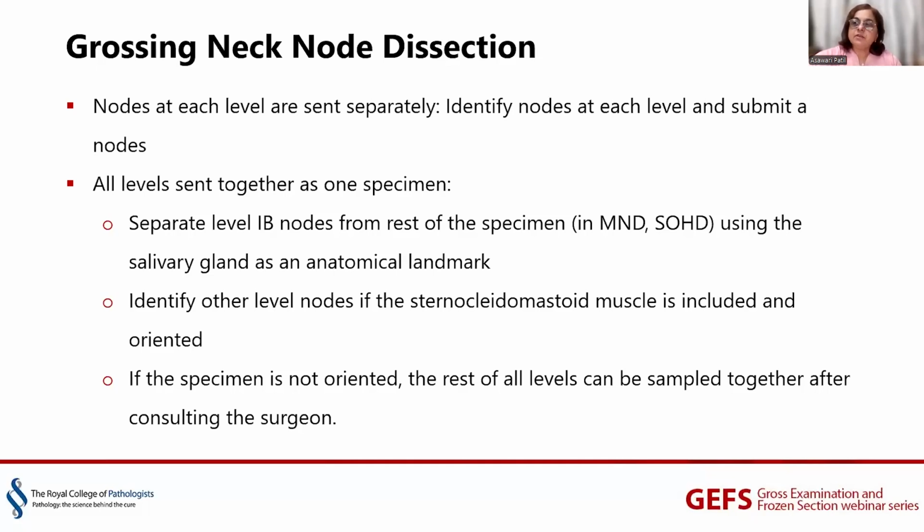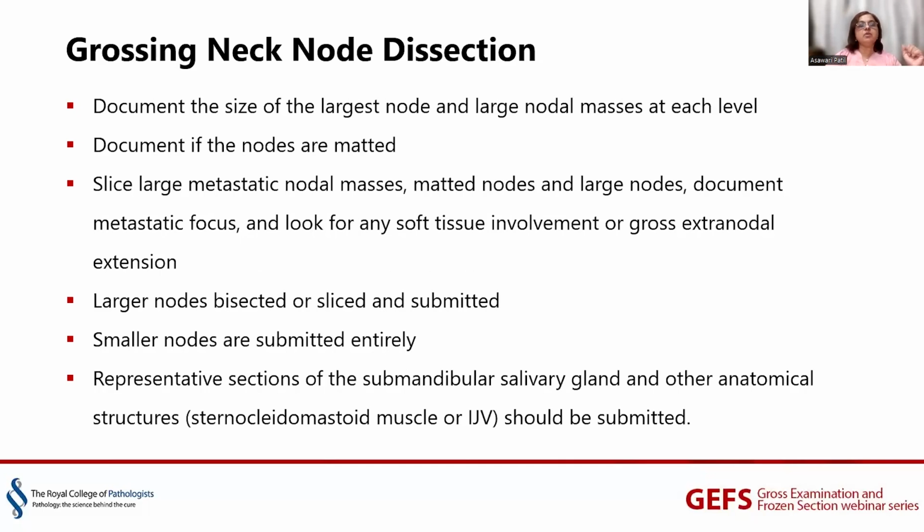So, if the specimen is not oriented, the rest of the levels need to be sampled together after consulting the surgeon. Okay. Now, most of the times in our institute as well, the specimens are sent separately. So our surgeons will send each and every level separately. Then in that case, it's easy. You just get that specimen bottle, level 1B, 2A, 2B, whatever it is, and identify all nodes.